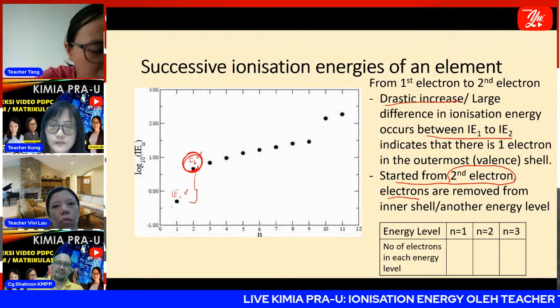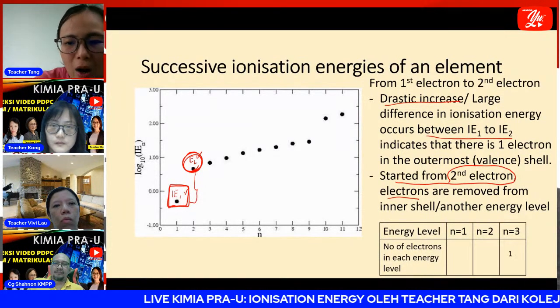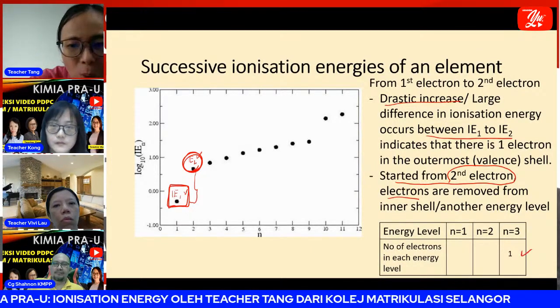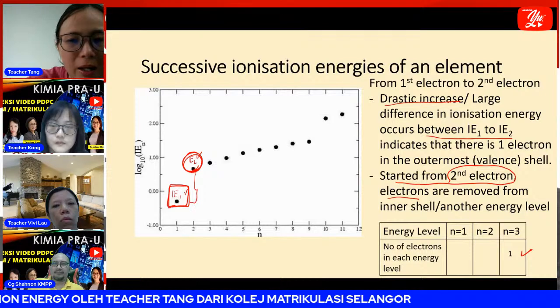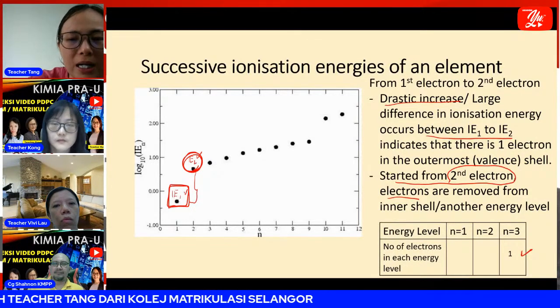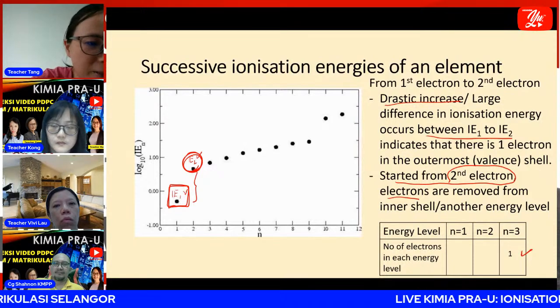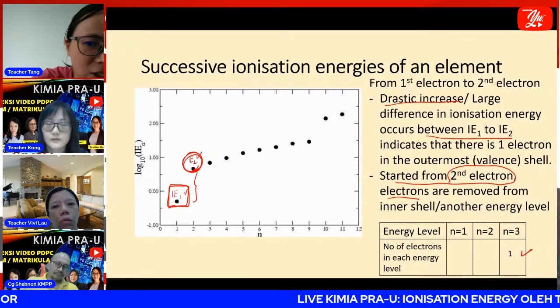Therefore, we can conclude that there is only one electron in the outermost shell. Another way to look at it is you just need to look at where the drastic increase is. Okay, so it's between the first and the second ionization energy.